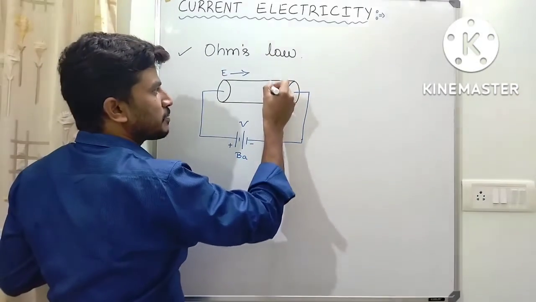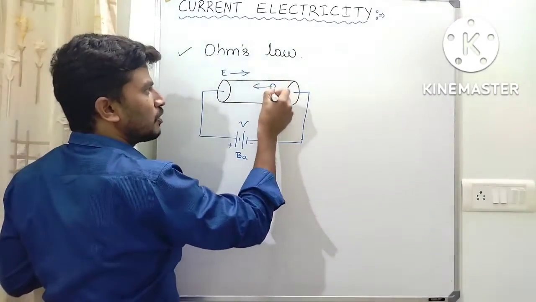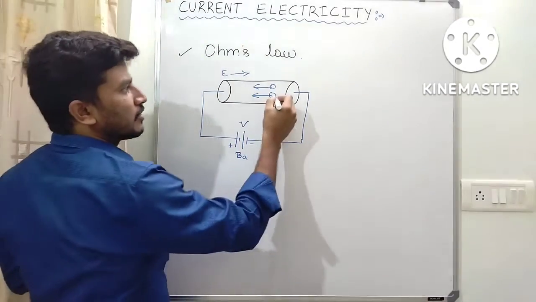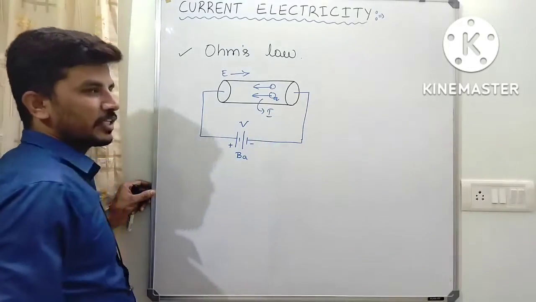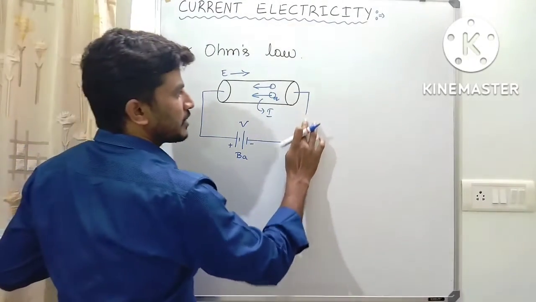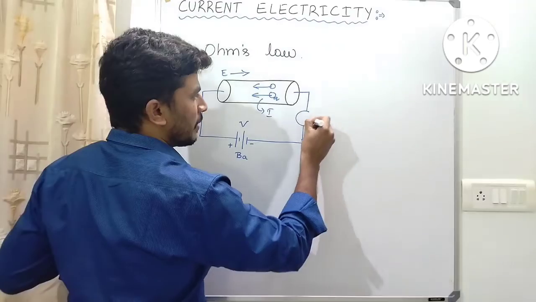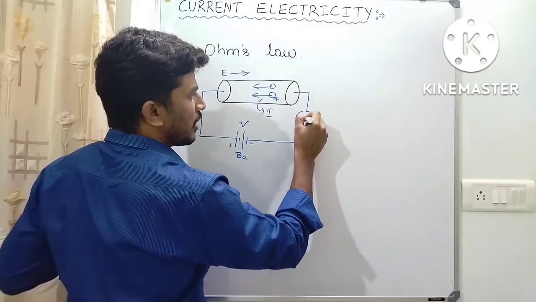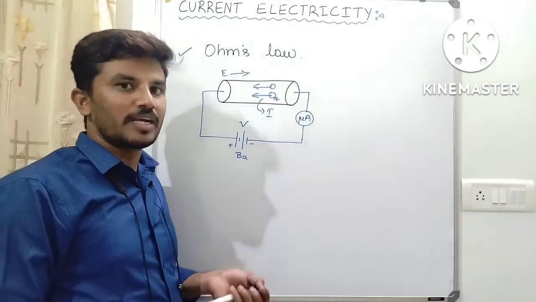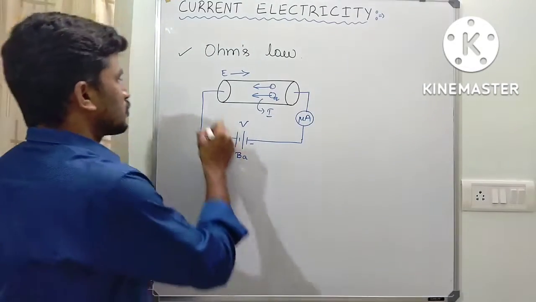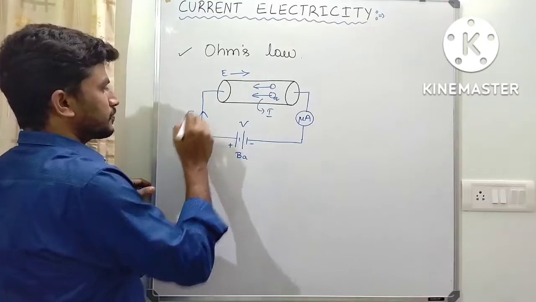The charges present in it try to move in this particular direction, and when those charges move, they produce current. You can measure that by using a microammeter or milliammeter or just ammeter. Ammeter is a device used to measure current. So we can measure that current here.